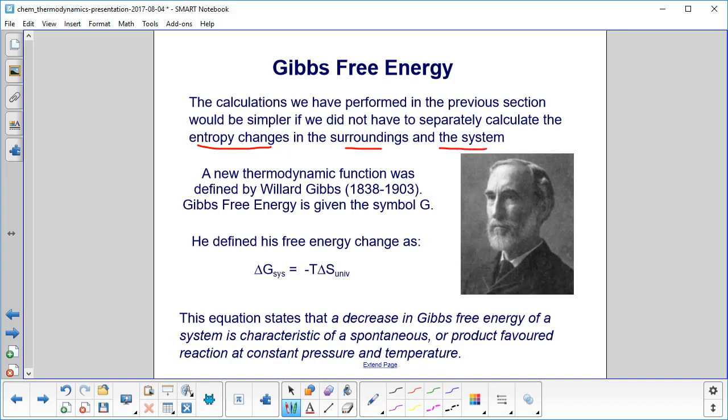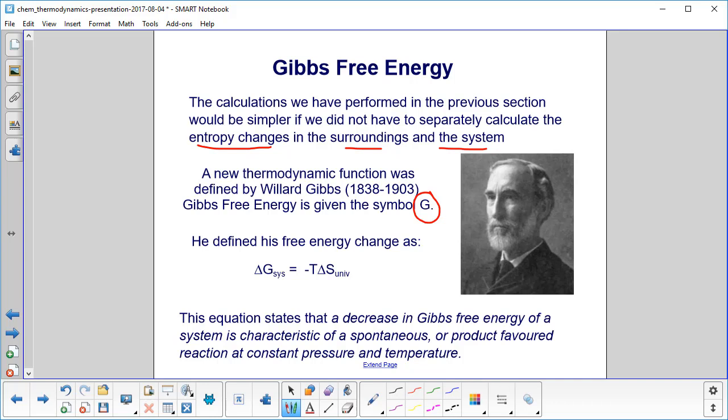A new thermodynamic function was defined by Willard Gibbs, who lived from 1838 to 1903. Gibbs free energy is given the symbol G for Gibbs. He defined his free energy change as delta G system equals minus T delta S universe. It seems a little funny, but on the next slide we'll show where that came from.